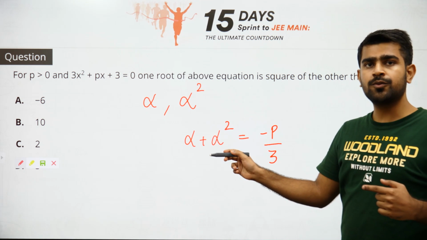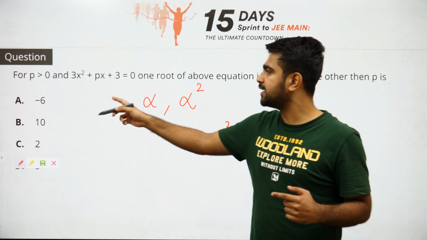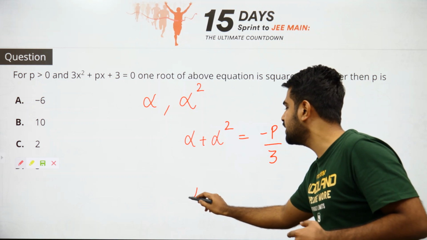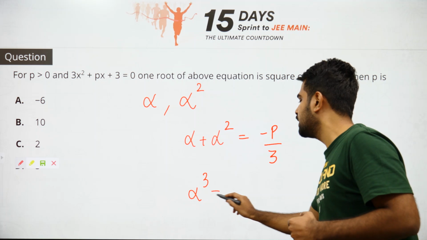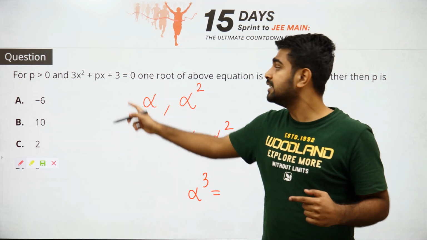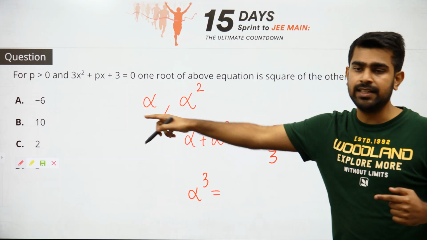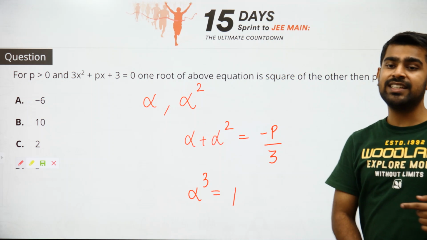And what is the product of roots? The product of roots is nothing but alpha into alpha square. And how much is that? Alpha cube. And how much is that going to be equal to? C by A. What is C by A? It is 3 by 3. And what is 3 by 3? 3 by 3 is 1.